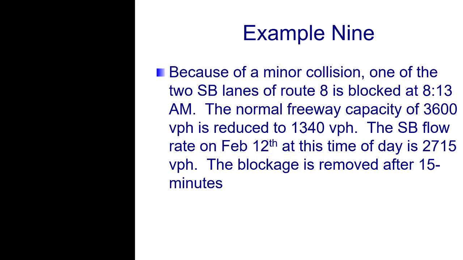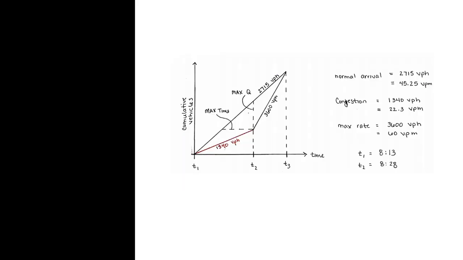Because of a minor collision, one of two southbound lanes of Route 8 is blocked at 8:13 a.m. The normal freeway capacity of 3,600 vehicles per hour is reduced to 1,340 vehicles per hour. The southbound flow rate on February 12th at the same time of day is 2,715. The blockage is removed 15 minutes later. Go ahead and draw it.